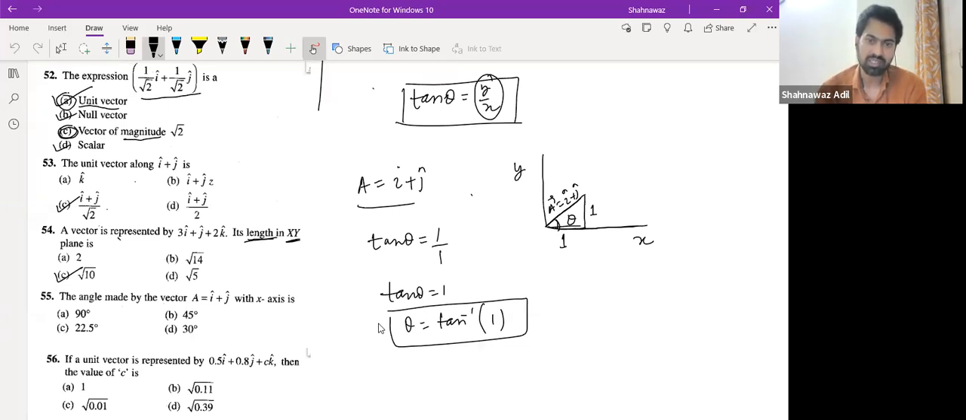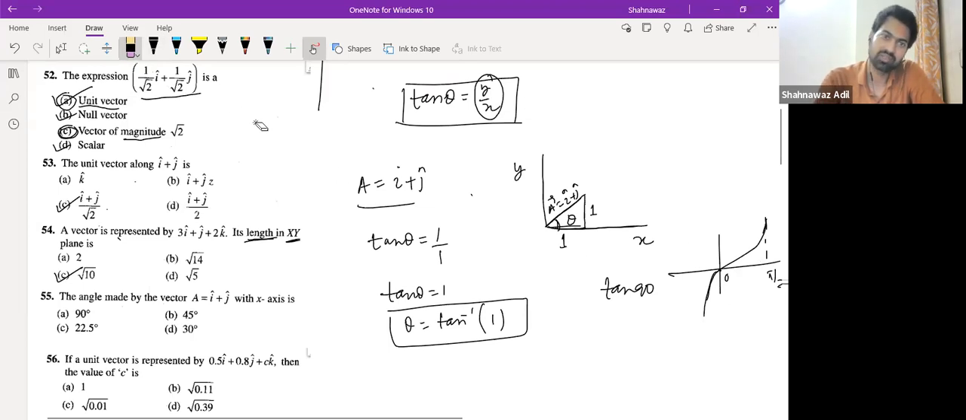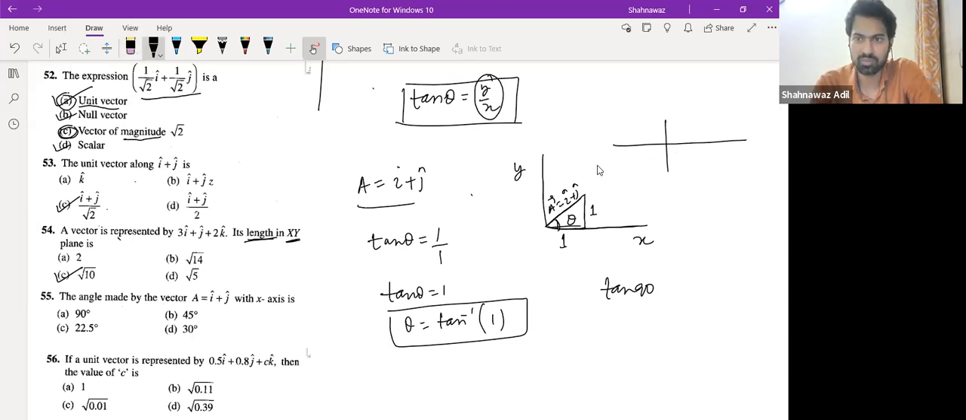So for what angle theta is the value of tan theta 1? Is it tan 90? How much is tan 90? So this is your tan graph, right? Which of you guys have maths? Akib, do you have? Yes, sir. Rishita, do you have maths? Yes, sir. So you already know the graph of tan theta, right?